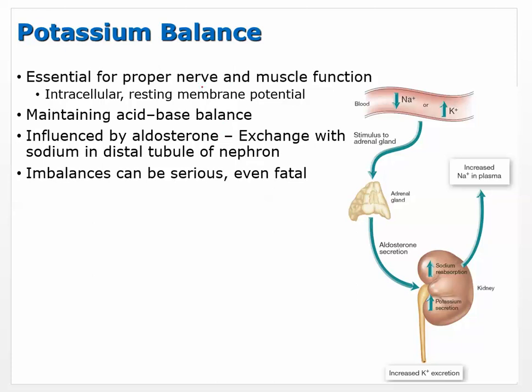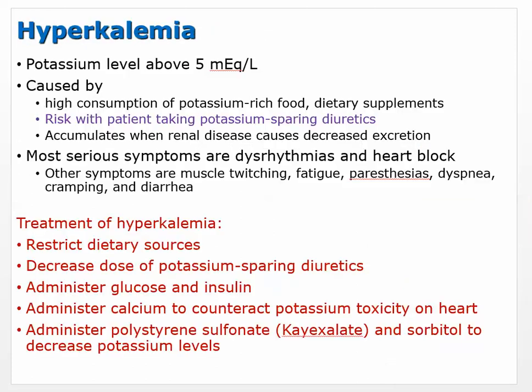So we know about some of these nerve and muscle functions of it, but potassium is also very important for the acid-base balance, especially with like the hydrogen-potassium exchanger. There's a lot of interplay between potassium and hydrogen and bicarbonate. So it's influenced by aldosterone. Remember that exchange that takes place where sodium is reabsorbed and potassium is secreted. And imbalances can be serious or even fatal. And of course, the big problem are arrhythmias when it comes to potassium.